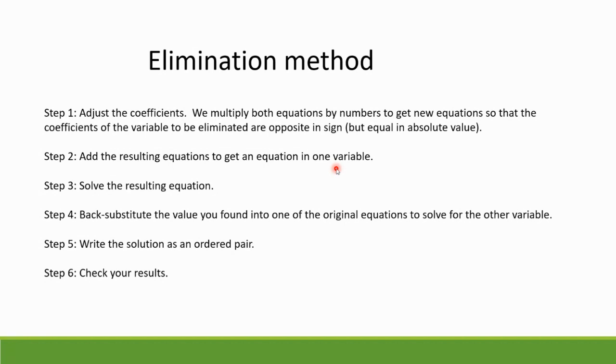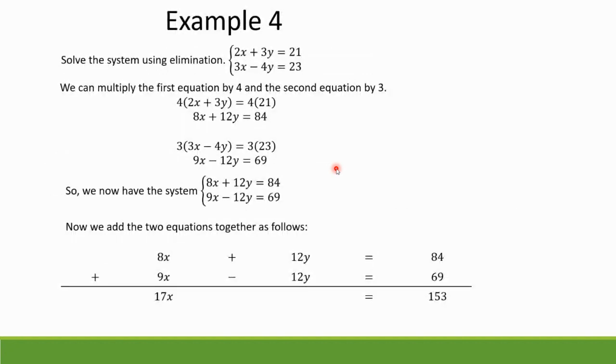All right. And then, of course, once you do that, you'll end up with one equation in one variable, right? And then it's just like substitution. You essentially solve it. Then whatever you get, you have to substitute into one of the original equations in order to get the other variable. Then you write your solution as an ordered pair because you got x and y, and then it's good to check your results. Let's try this method out.